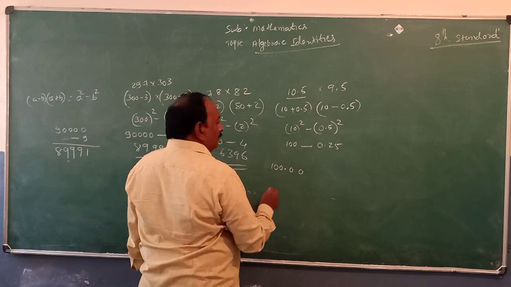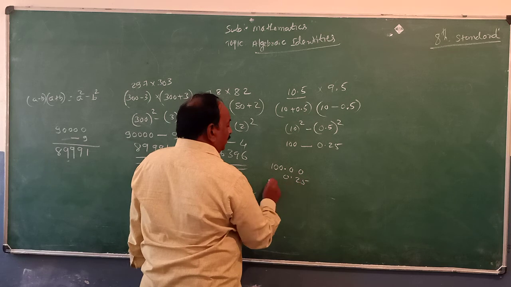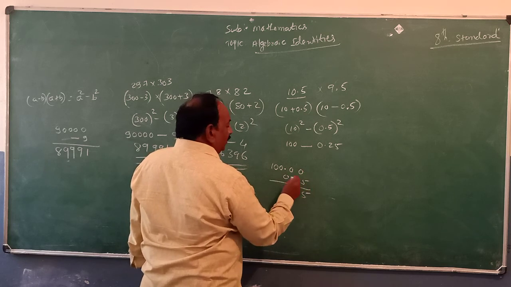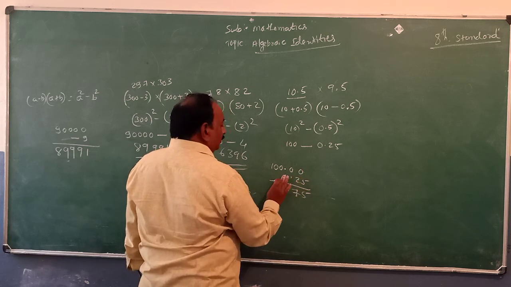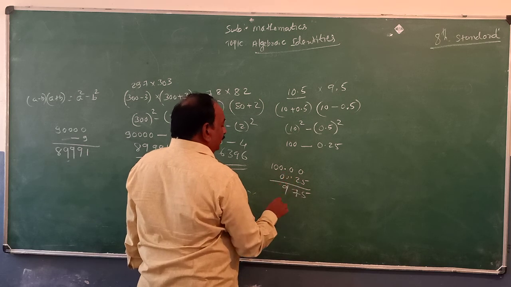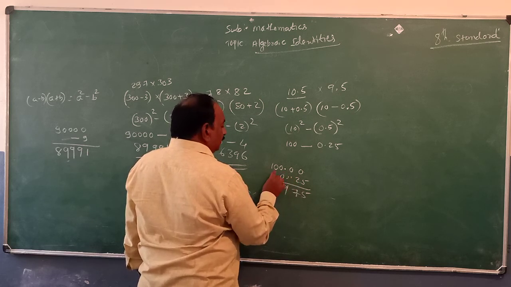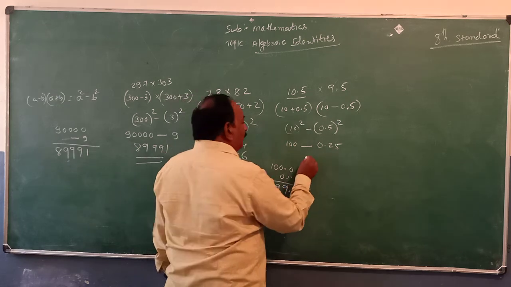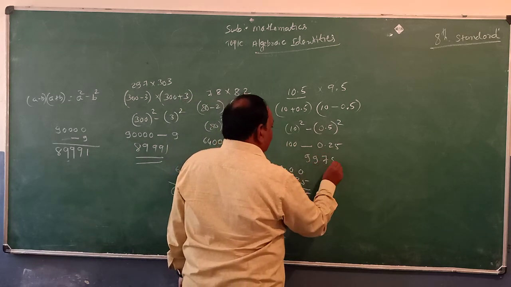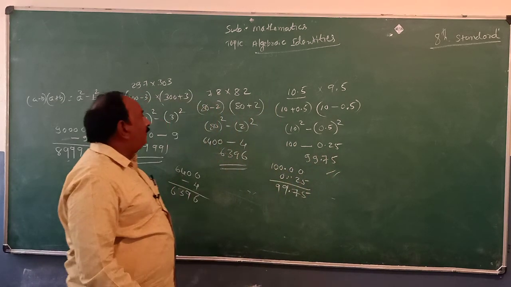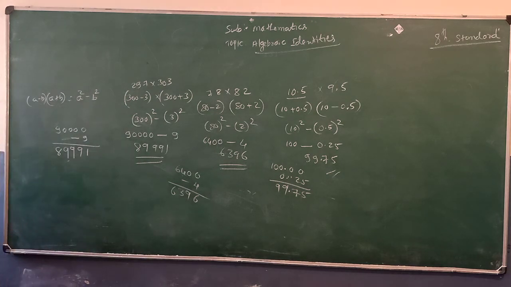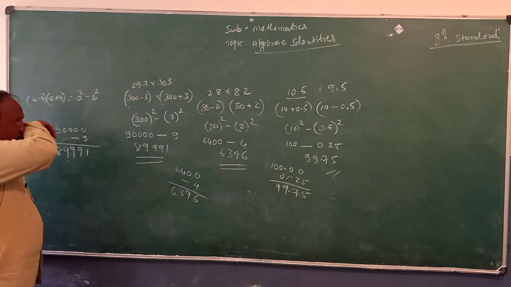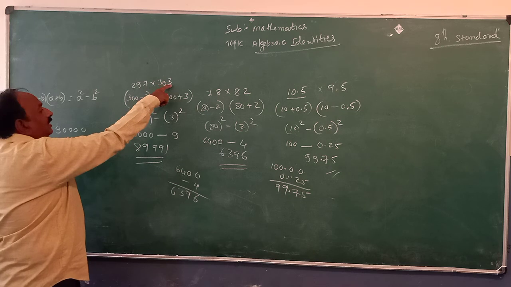100.00 minus 0.25. 10 minus 5, 5; 9 minus 2, 7; so that is 99.75. So I want to explain all these once again. 297 into 303.